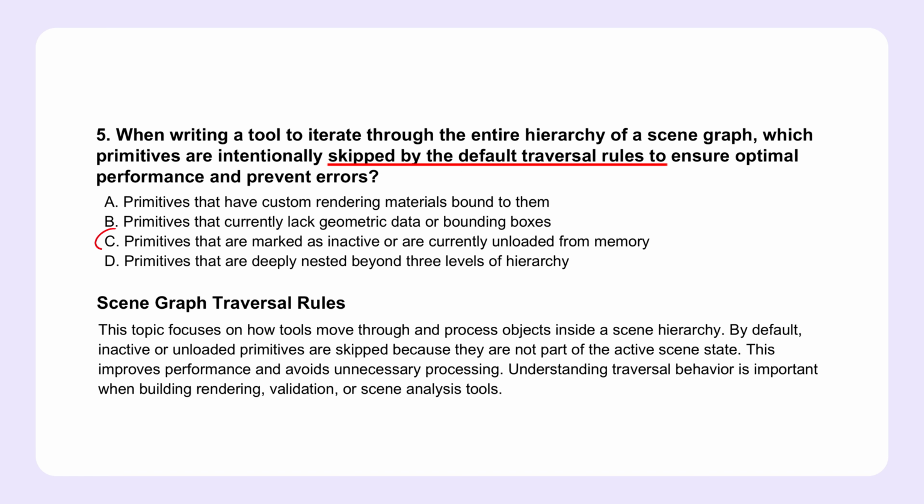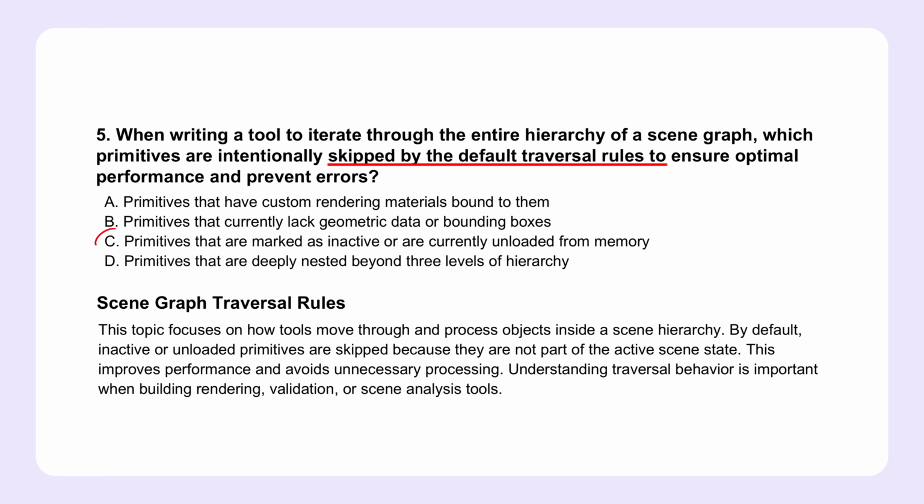I mean, it sounds obvious when you say it out loud, but mechanically, why is skipping them so critical for performance? Because if a primitive is inactive or unloaded, an artist has explicitly told the system, do not include this in the current compose stage. Right. If a custom tool ignores that and forces the system to wake up and process gigabytes of intentionally disabled content, you lose stability immediately. The default behavior is to just walk right past them to conserve compute power. Keep the machine running smoothly.